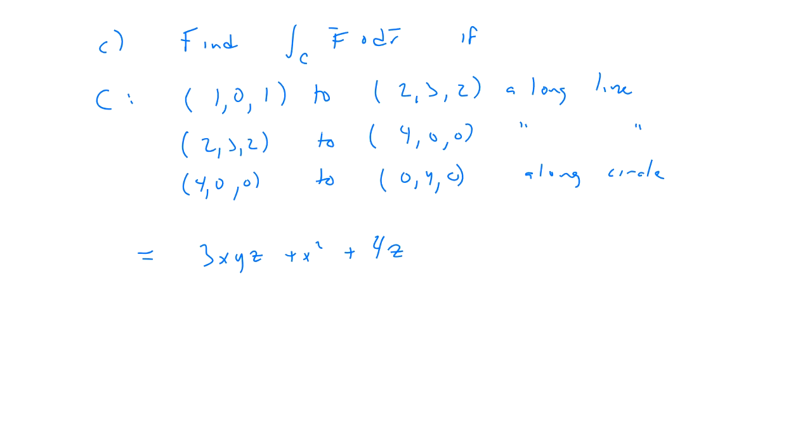Okay, so now we just care about plugging in the endpoints. So kind of a boring example here. If I put in 0, 4, 0, I get 0 plus 0 plus 0. And if I put in 1, 0, 1, I get 0 plus 1 plus 4. So I get minus 5. As always, you're double checking my arithmetic.